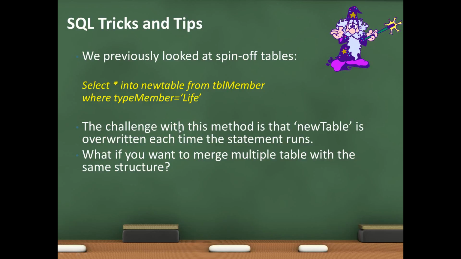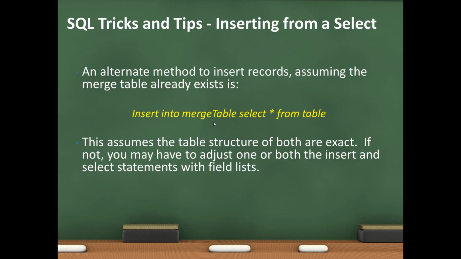Now, we can also have a shortcut with the insert command. So what I can do is, assuming in this slide here that I've got two different tables, I have to have a table called merge table previously existing. It will not create merge table if merge table doesn't exist, as what happened in the select into previously.